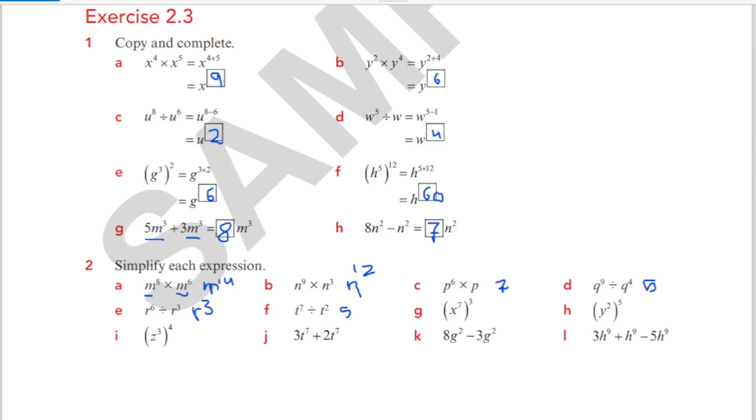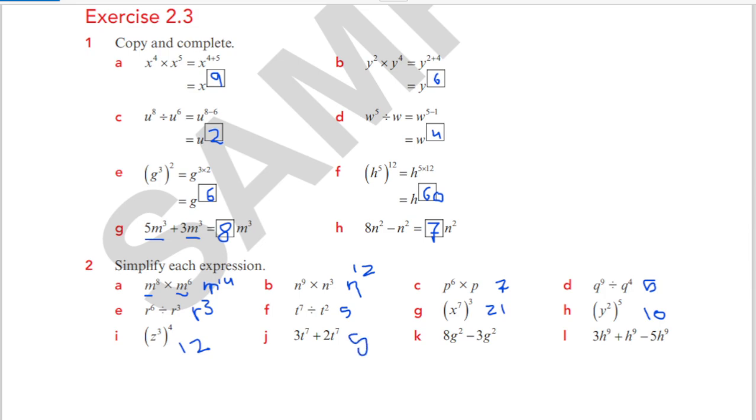Whenever there is a bracket, we'll multiply the powers. 7 into 3 will be 21. In part H, 2 into 5 will be 10. 3 into 4 will be 12. So it is z power 12. Now as they are adding, 3 plus 2 will be 5t7.